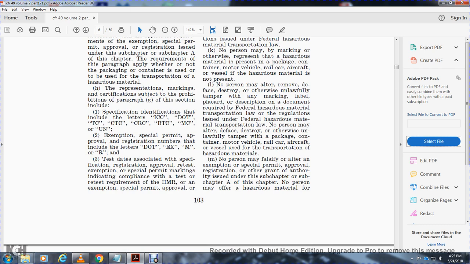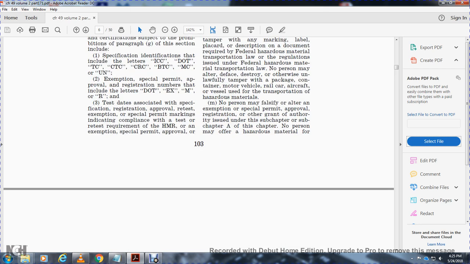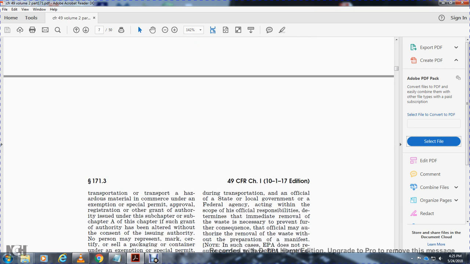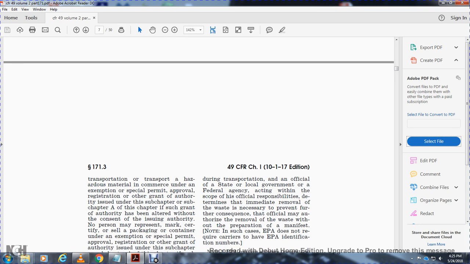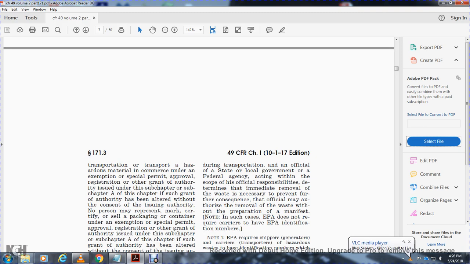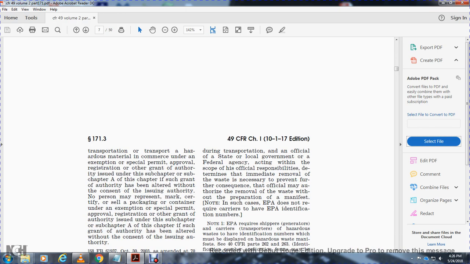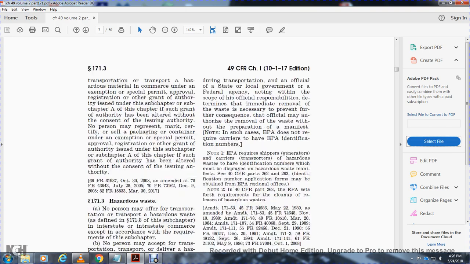No person may falsify or alter an exemption, special permit, approval, registration, or grant of authority issued under the subchapter or subchapter A of this chapter. No person may offer a hazardous material for transportation in commerce under an exemption, special permit, approval, registration, or other grant of authority issued under the subchapter or subchapter A of this chapter if such authority has been altered without the consent of the issuing authority. No person may represent, mark, or certify a package as contained under an exemption, special permit, approval, registration, or grant of authority issued under the subchapter and subchapter A if the authority has been altered without the consent of the issuing authority.